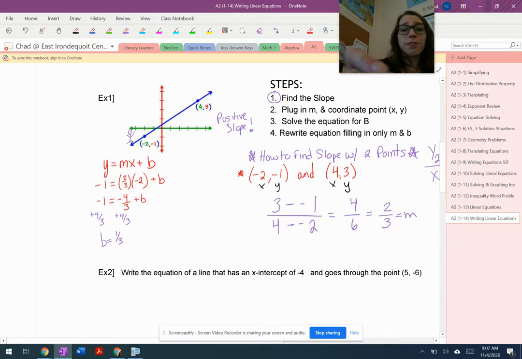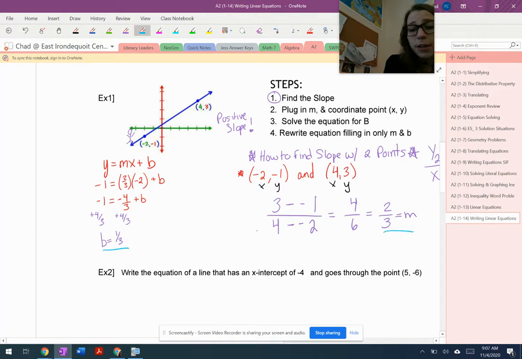So now for my final answer equation, I'm just putting that b value and that m value together in the equation. So y is equal to 2/3 x plus 1/3. Boom.